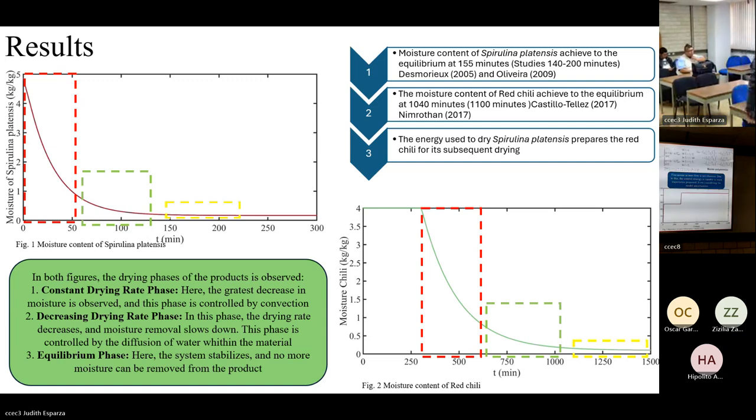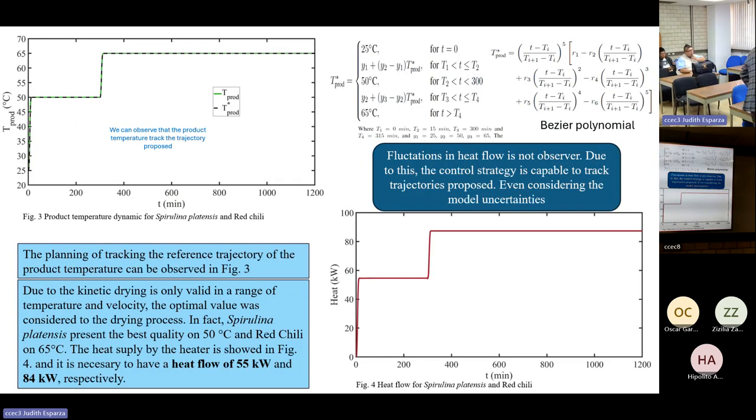To track trajectories, we observe that the product temperature follows or tracks the trajectory proposed. For the first product, spirulina platensis, we need to achieve 50 degrees. And for dry red chili, we need to achieve 65 degrees. We use a Bessel polynomial, and this control follows the Bessel polynomial. The planning of tracking the reference trajectory of the product can be observed in figure 3.